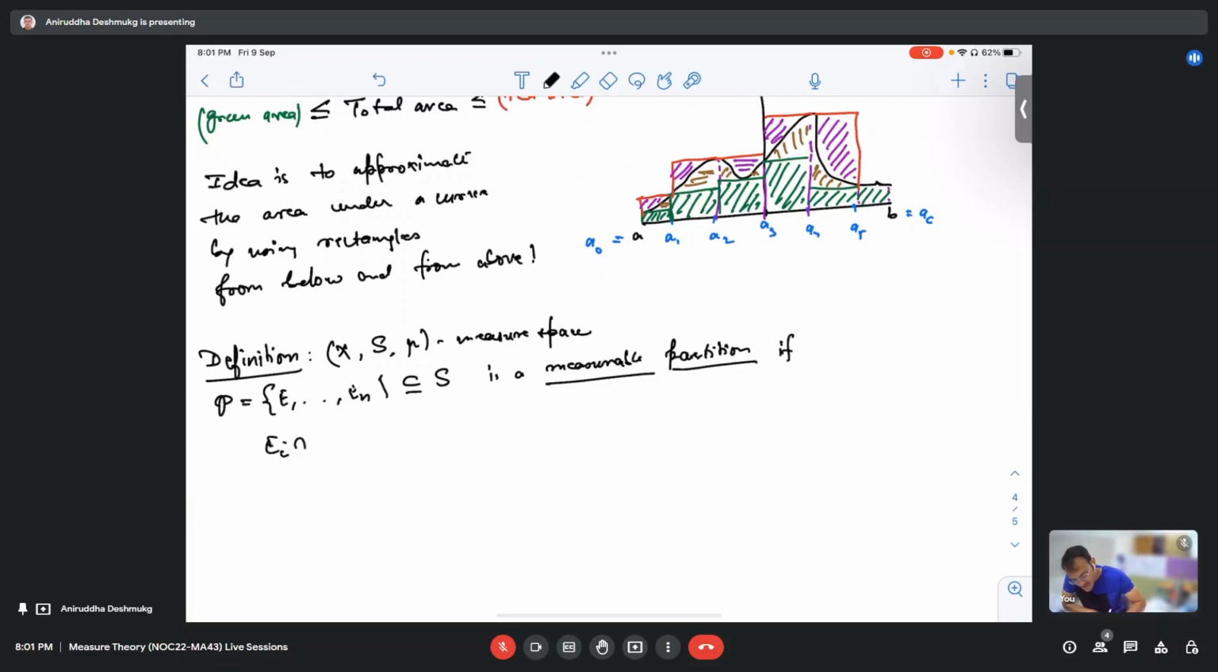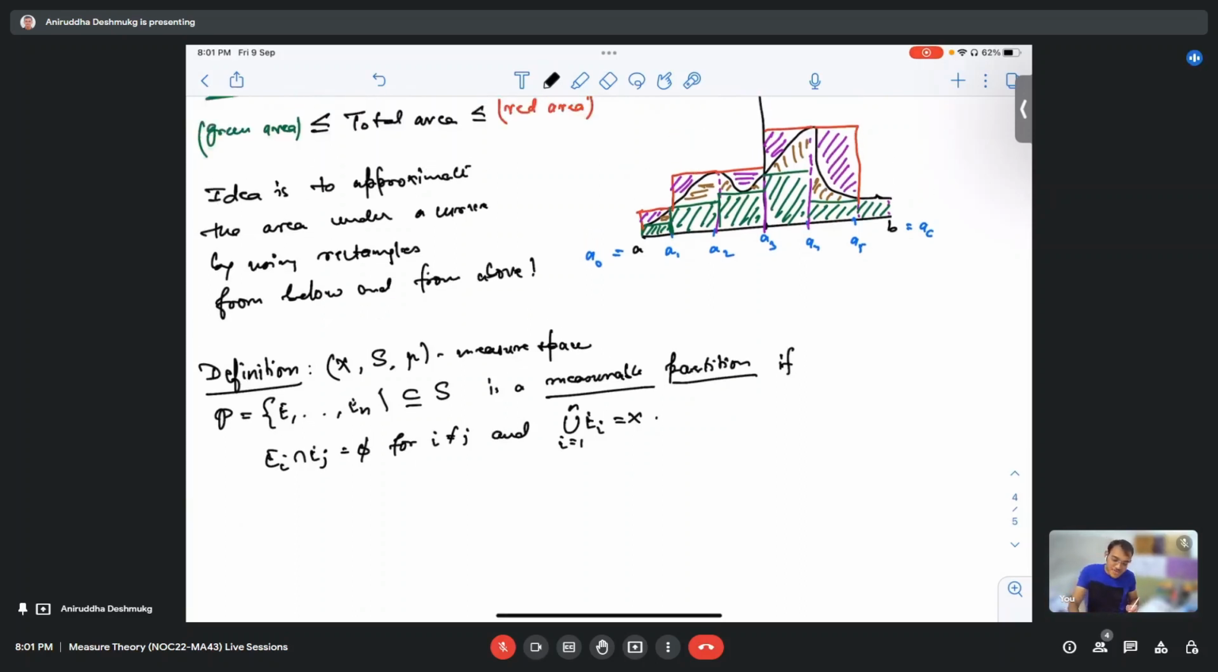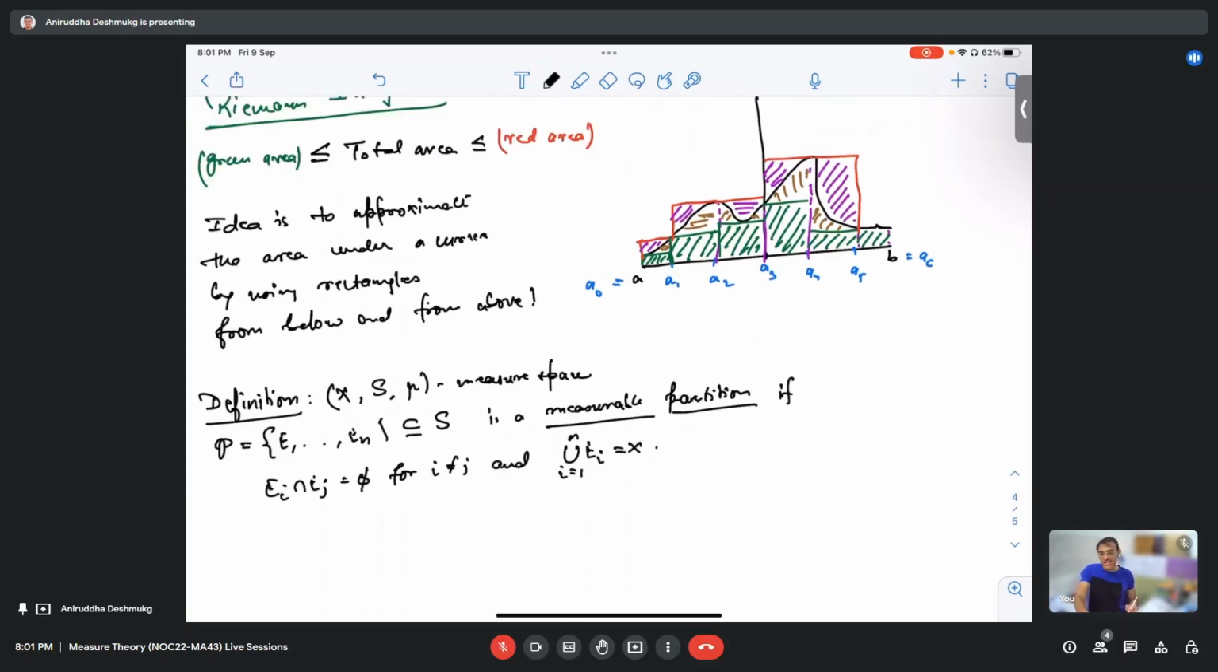Ei intersection Ej is empty for i not equal to j, and the union of the Ei's is all of X. So we are trying to mimic this idea exactly as it is. Here we partitioned the interval into smaller subintervals. Now we want to partition all of the measure space into smaller measurable sets.